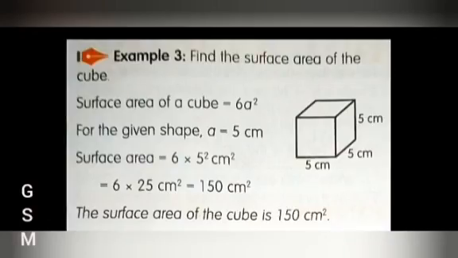Example, find the surface area of the cube. The surface area of the cube equals 6A squared. For the given shape, A equals 5 cm. The surface area equals 6 into 5 squared, which is equal to 6 into 25 equals 150 cm squared. Therefore, the surface area of the cube is 150 cm squared.